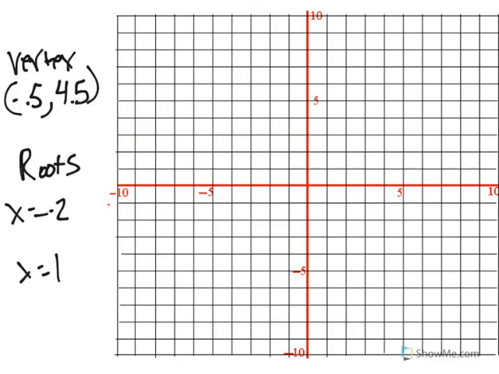Alright, so I'm going to start by graphing my vertex, which is at negative 0.5 and 4.5. So I go to the left 0.5 and up 4.5, so right there. And then my roots are at x equals negative 2, which would be right there, and x equals 1, which is right there. And then again, we just connect these points with a curve. And there's my parabola.